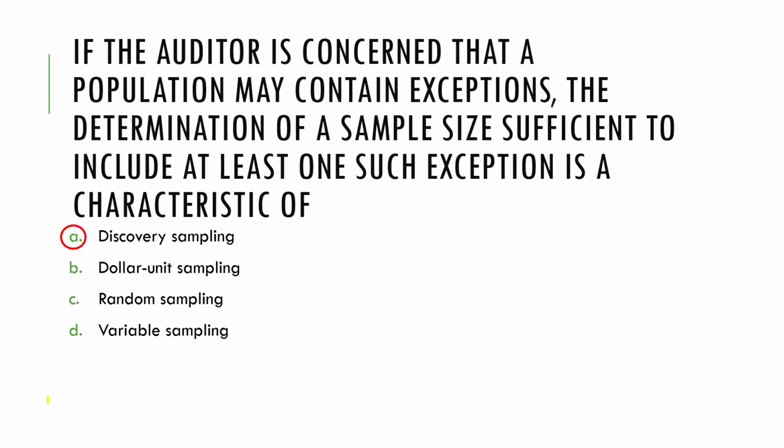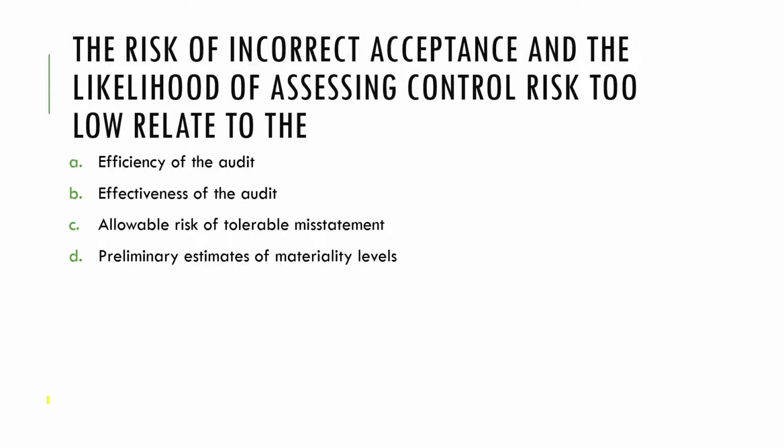Moving on to the next question, the risk of incorrect acceptance and the likelihood of assessing control risk too low. So this is our area, right? This represents ARIA, acceptable risk of incorrect acceptance, and ARO, acceptable risk of over-reliance. This would, of course, refer to or affect the effectiveness of the audit because these are type 2 risks. So bravo for this number.